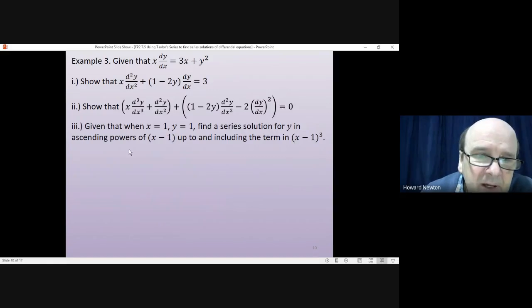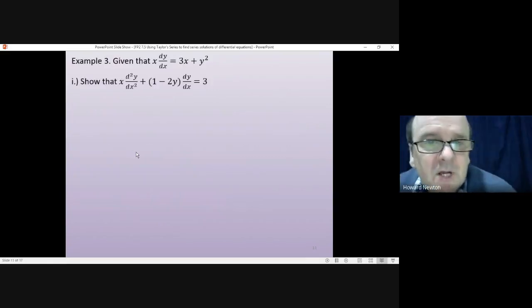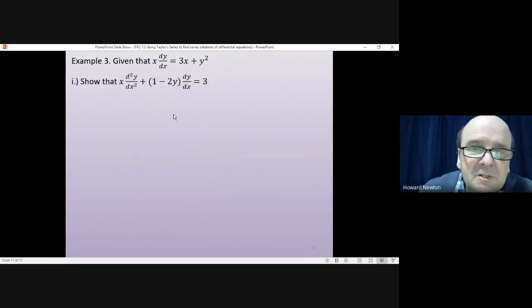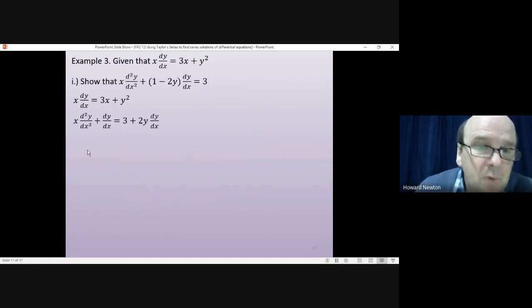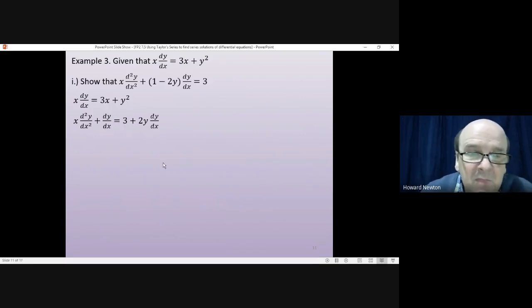Okay, let's have a look at this. So part 1, that's what we've been asked to show. Well, to show that, we just need to differentiate the equation that we were given in the question. So differentiating the left-hand side using the product rule would give us that. If you differentiate 3x, we'll get 3. Differentiate y squared, we will get that using the chain rule.